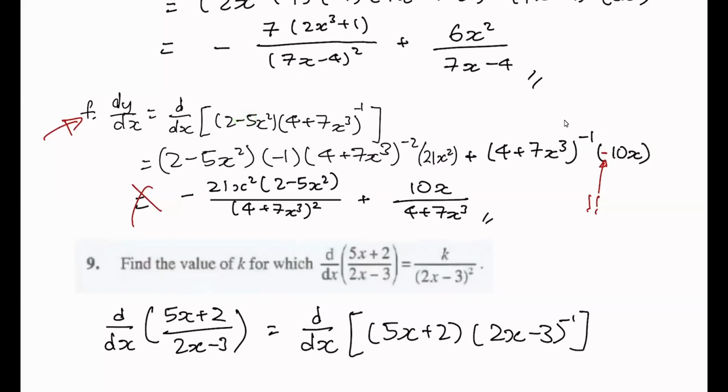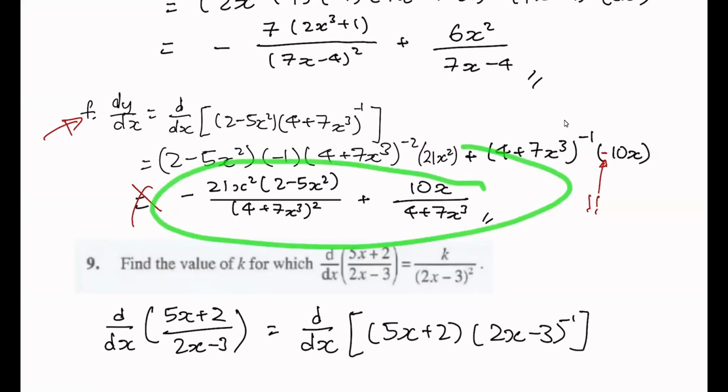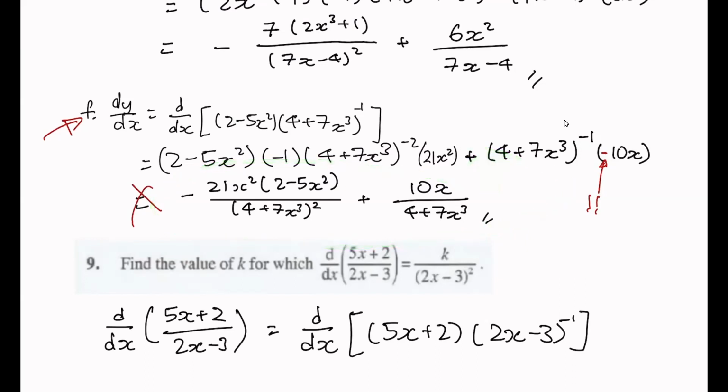One more thing. Let's take a look at this answer where you used product rule. Can you see that? Are you aware that the answers, even though they look different, they are the same?